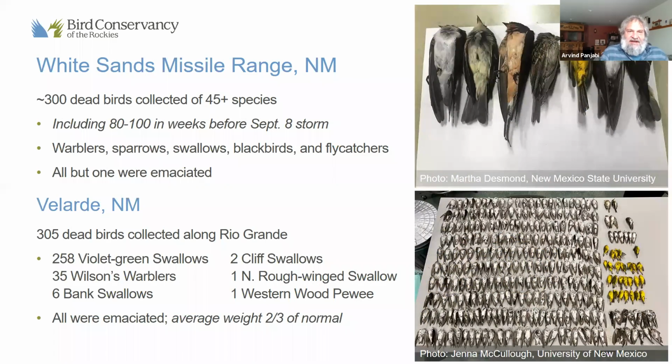Some of the more quantitative estimates, as opposed to the largely anecdotal accounts that were shared on social media, came from scientists in New Mexico, particularly at the White Sands Missile Range, where biologists from New Mexico State University, Department of Defense, and the U.S. Fish and Wildlife Service collected upwards of 300 birds of over 45 species. This included about 80 to 100 birds in the weeks before the September 8th storm. These birds included many species of warblers, sparrows, swallows, blackbirds, and flycatchers.